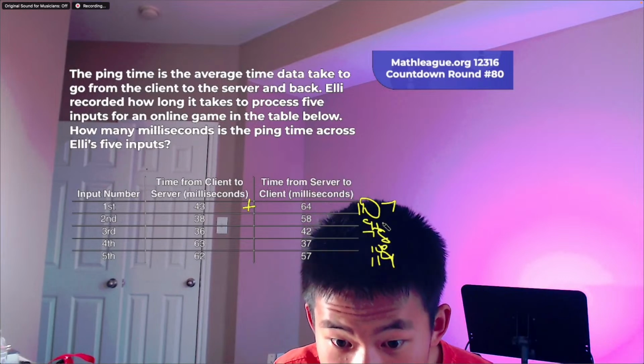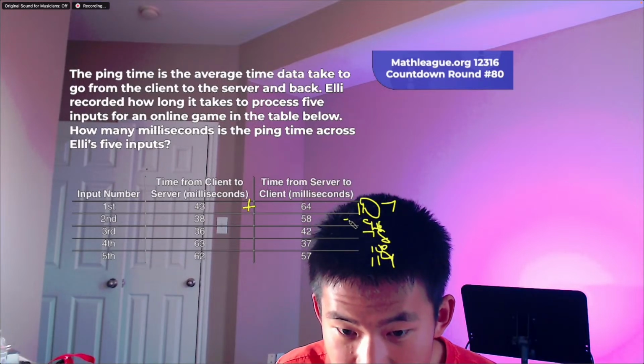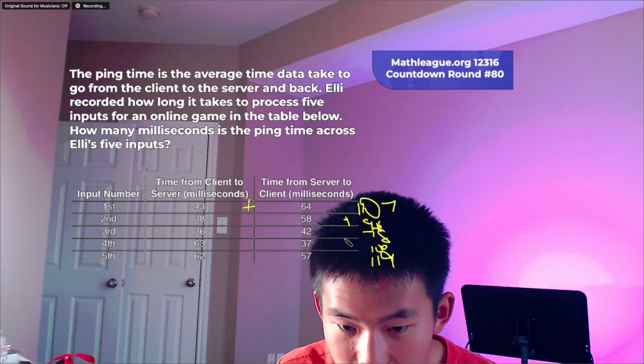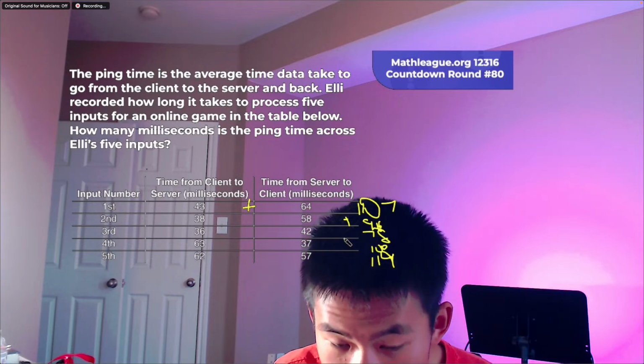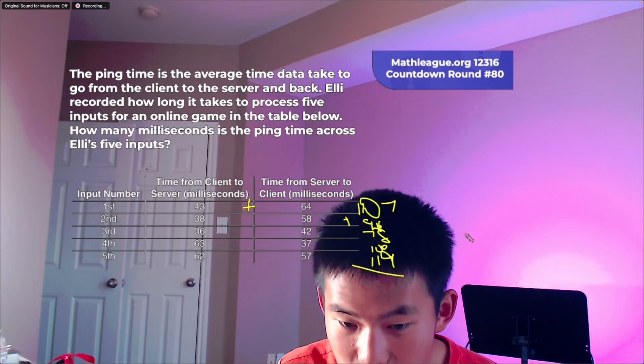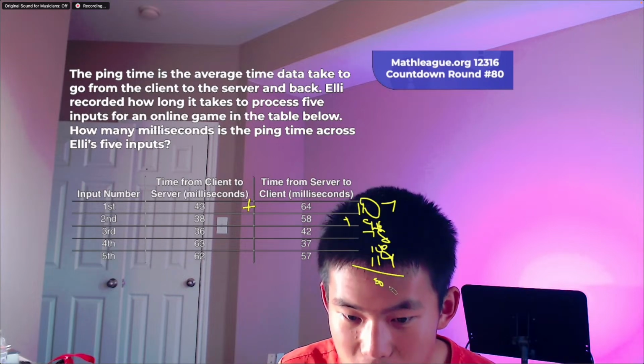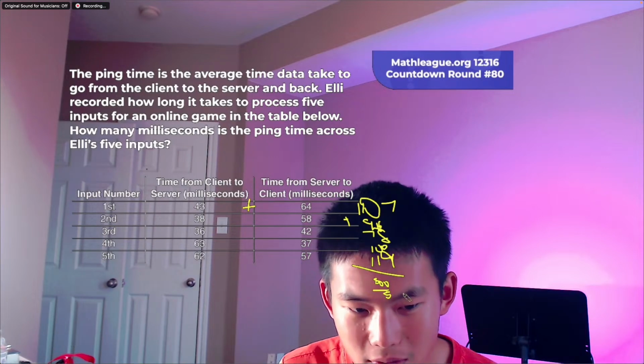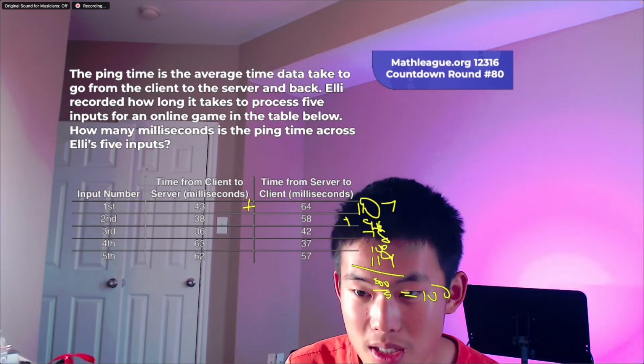Let's see. So 107 plus 96, that's going to be 203, plus 78 is 281, plus 100 is 381, plus 119. 381 plus 119 is going to be 500. All divided by 5 because we want to take the average of the 5 samples. It's going to be 100 milliseconds average ping time. And indeed, 100 is the correct answer. So yeah, great job, everyone.